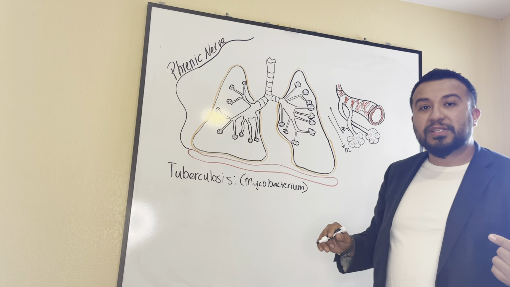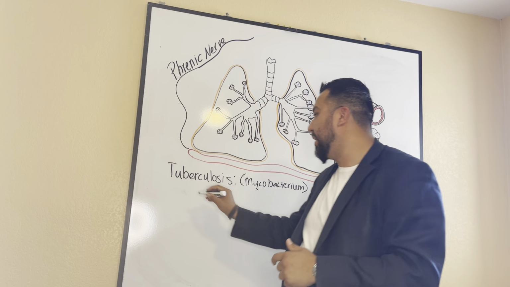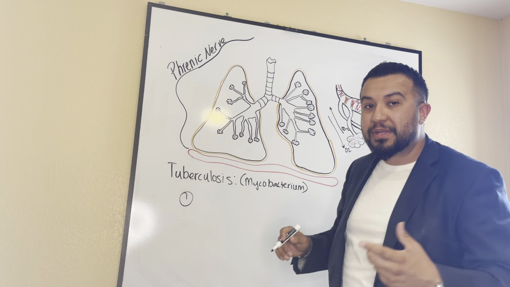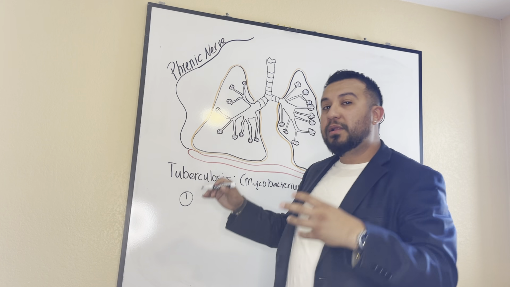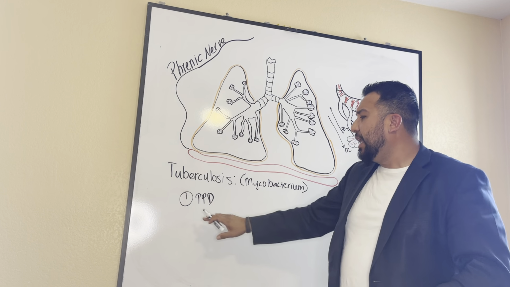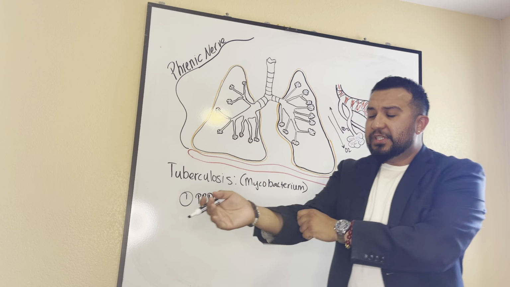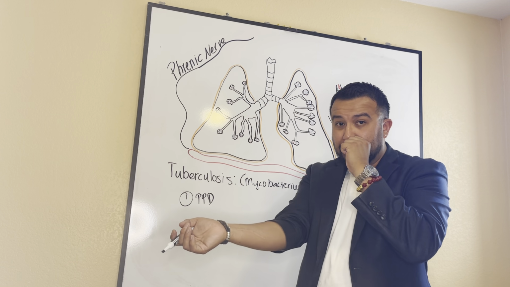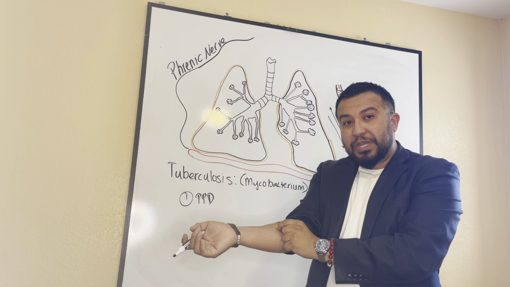So let's start off by discussing how do we detect it, okay? Generally speaking, the first thing that you want to do to find out if somebody has tuberculosis is you do a Mantoux test, right? Or you do a PPD. And the PPD is done intradermally. You give them 0.1 mLs of the PPD, of the purified protein derivative, and you will see a little wheal.